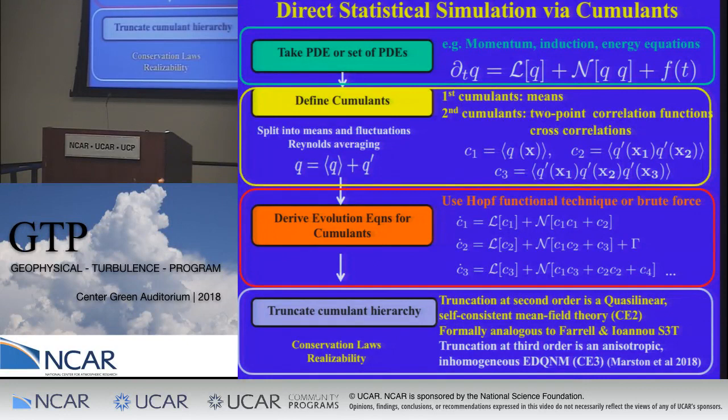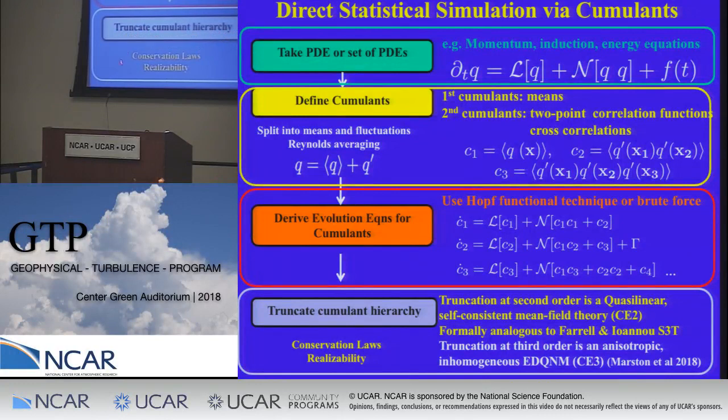And then you can derive evolution equations for the cumulants. There are two ways of doing this. You could use the Hopf functional technique from nonlinear statistical mechanics, which is also in Uriel Frisch's book, or you could just use brute force to derive these evolution equations for the cumulants, which I've written in a symbolic way. The actual equations are a lot more complicated than this, and you can see that this is what Andrew was alluding to: for the evolution equation for the first cumulant, you require knowledge of the second cumulant. So you write down an evolution equation for the second cumulant, and you require knowledge of the third cumulant, et cetera, et cetera. And so you have this infinite hierarchy of cumulant equations, and you have to do something about that. So you truncate the cumulant hierarchy.